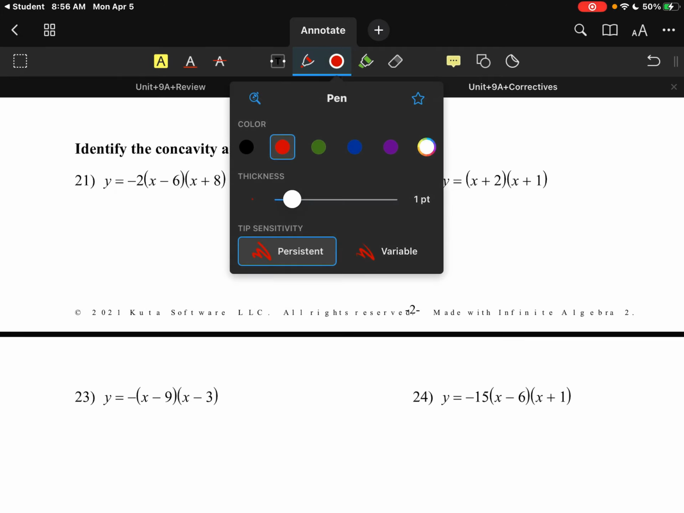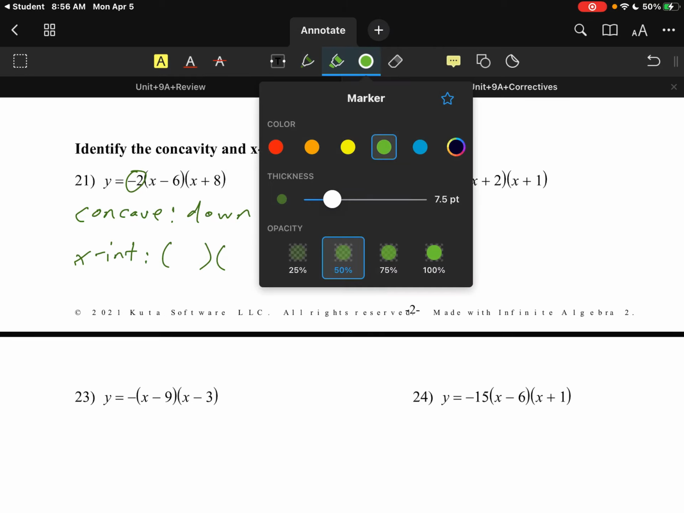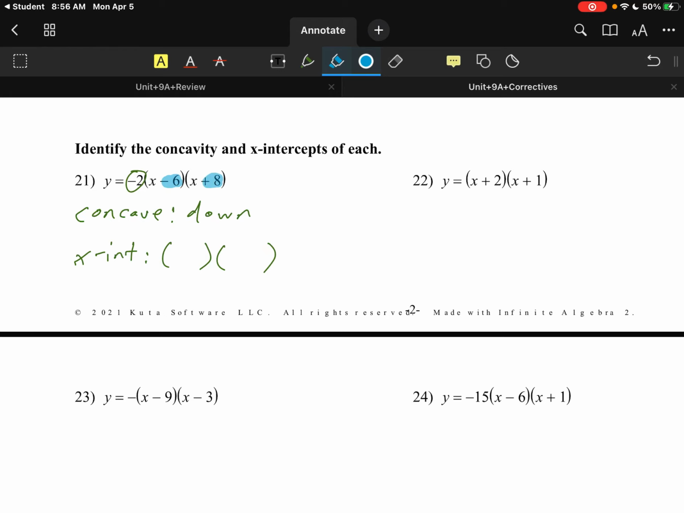This form is factored form, so we can do concavity and x-intercepts. Concavity is the same. If it's negative, it's down. If it's positive, it's up. This one's down. And then here, your x-intercepts are going to be the numbers here. But remember, they're going to be the opposite. Okay, 0 is second this time. And then negative 6 becomes 6. Positive 8 becomes negative 8. And you're done.